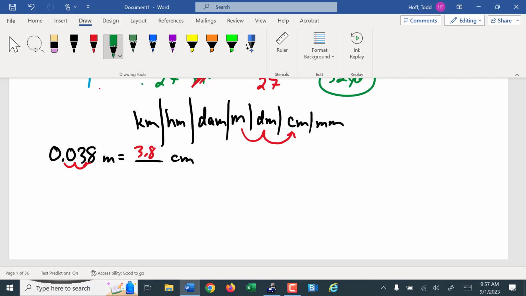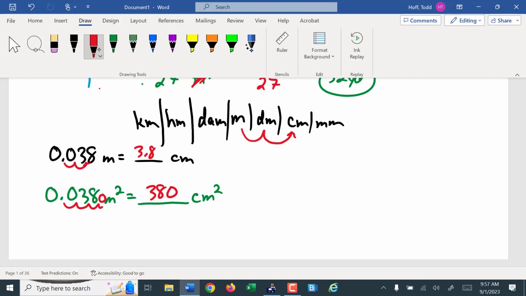If it was a unit of area, 0.038 meters squared, going into centimeters squared, now each spot on the chart was 2 decimal places. Meters to centimeters is still 2 spots to the right. The decimal point has to go 4. 1, 2, 3. We had a 0 to go 4. That's 380 centimeters squared.